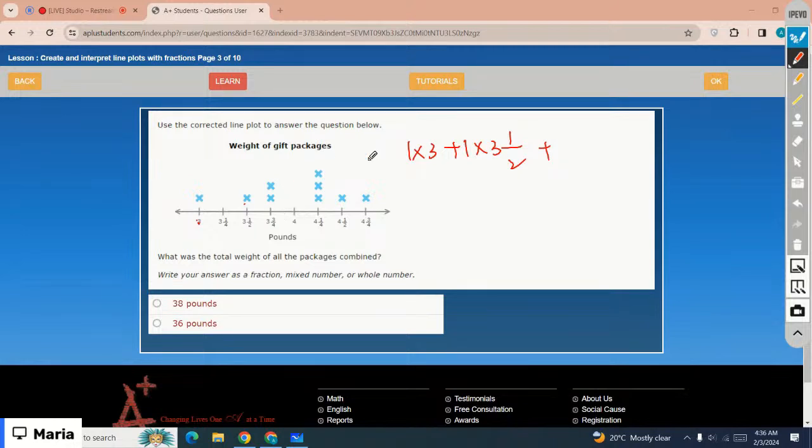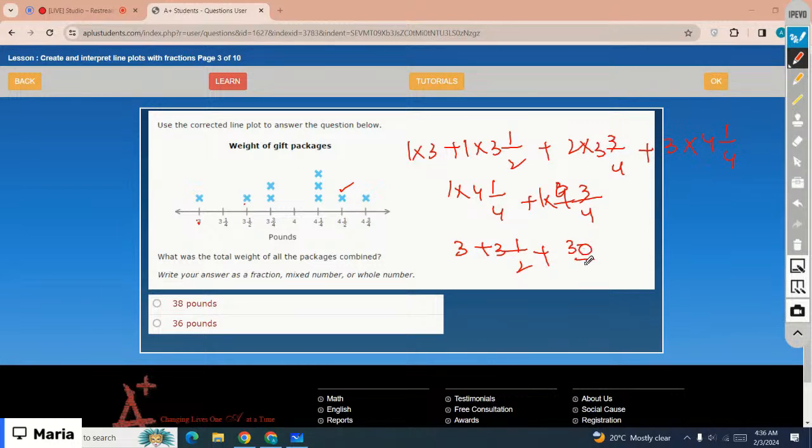Plus here you have 2, you have to do 2 times 3 whole 3 over 4, because you need to calculate the total weight. Then for this one you have 1 times 4 whole 1 over 4. Then here you have 1 times 4 whole 3 over 4. 3 times 1 is 3 plus 3 whole 1 over 2 plus 4 times 3 is 12, 13, 14, 15. 15 times 2 is 30 over 4 plus 4 times 4 is 16 and 1, 17.